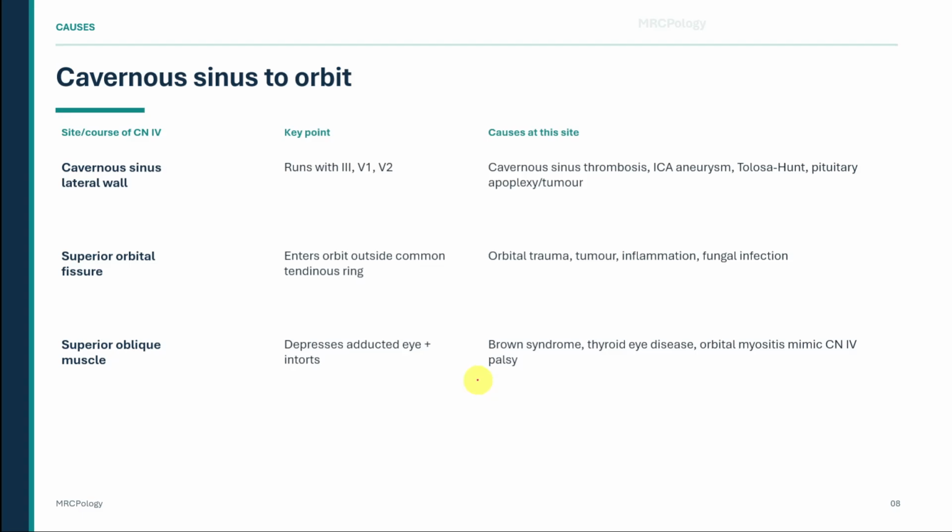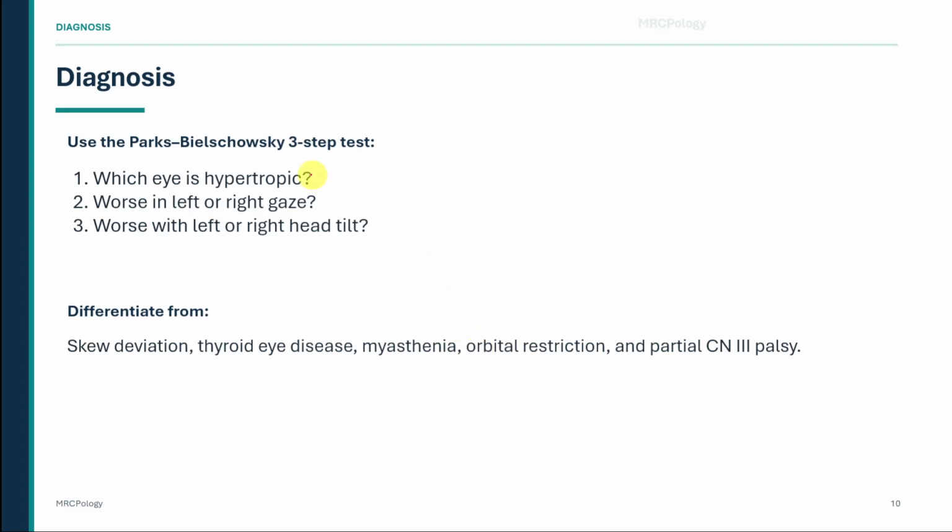A right CN IV palsy gives right superior oblique weakness, right hypertropia and diplopia that is worse looking left and down, and worse with right head tilt. For diagnosis, use the Bielschowsky 3-step test. First, ask, which eye is hypertropic? Second, ask, is the hypertropia worse in left gaze or right gaze? Third, ask, is it worse with left head tilt or right head tilt? This helps localize the weak cyclovertical muscle. But remember the dangerous mimics: skew deviation, thyroid eye disease, myasthenia gravis, orbital restriction, and partial third nerve palsy.